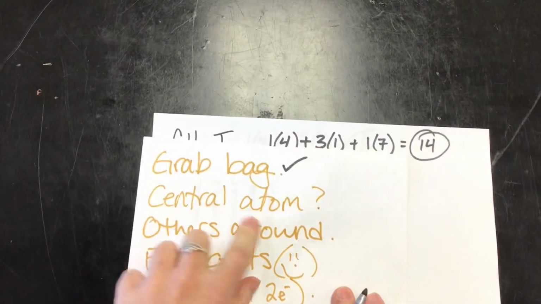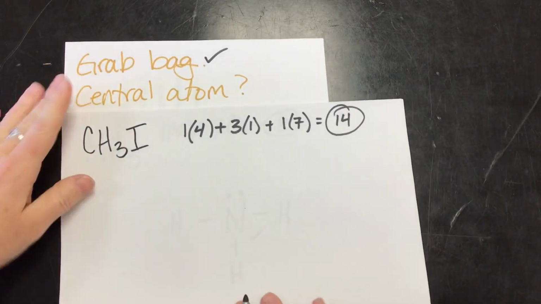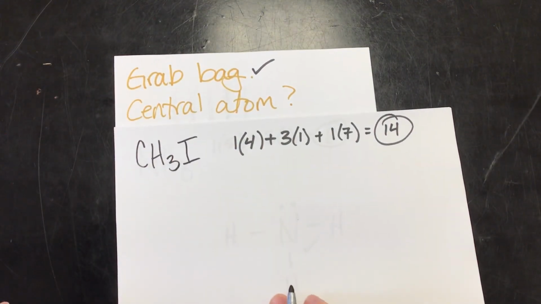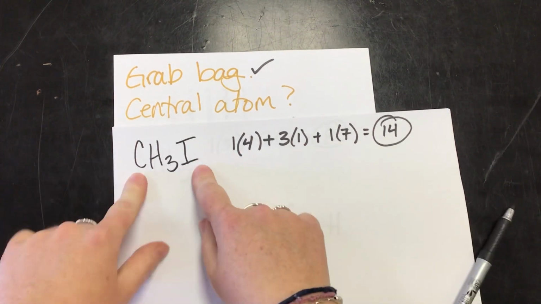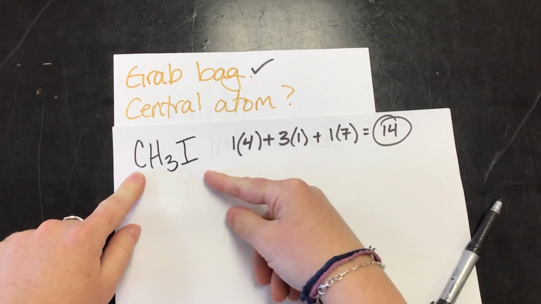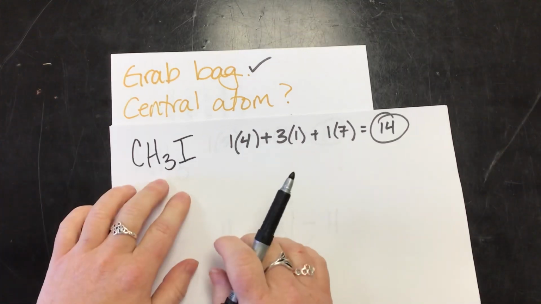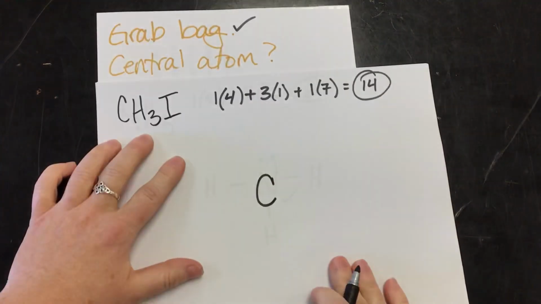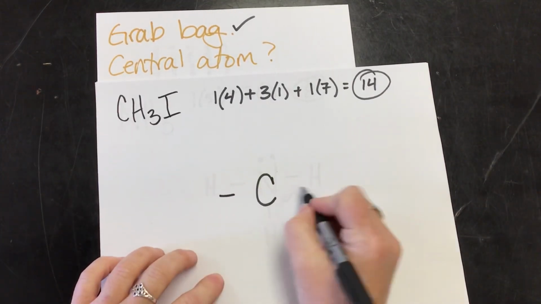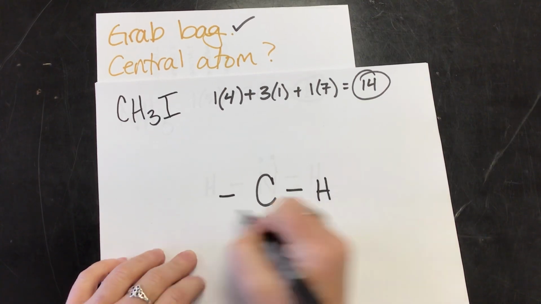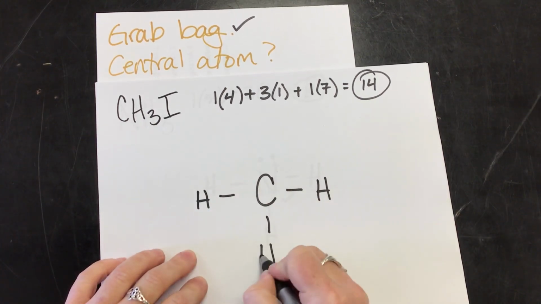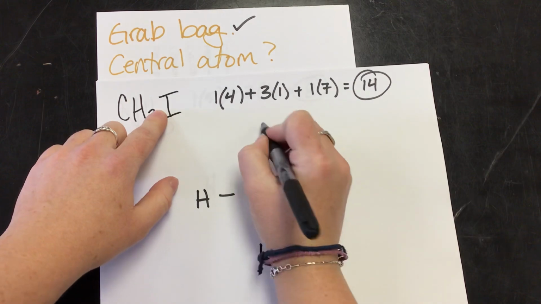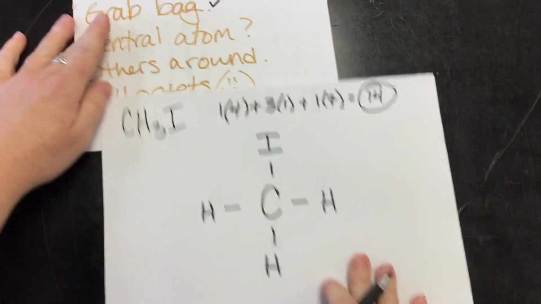The next step is to determine the central atom. So again, the central atom is the element that is present in the least. We have 2 of them here, but if carbon is present, then it is carbon. So carbon is present. Carbon's our central atom, and we're going to distribute the rest of the atoms around it. We have 3 hydrogens and 1 iodine.